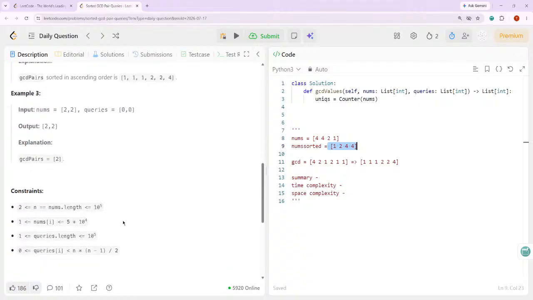Actually, what's the nums size? It is 5 times 10 to the 4th. So squaring that is 25 times 10 to the 8th. That's 2.5 billion. 2.5 times 10 to the 9th. I wonder, 2.5 billion.